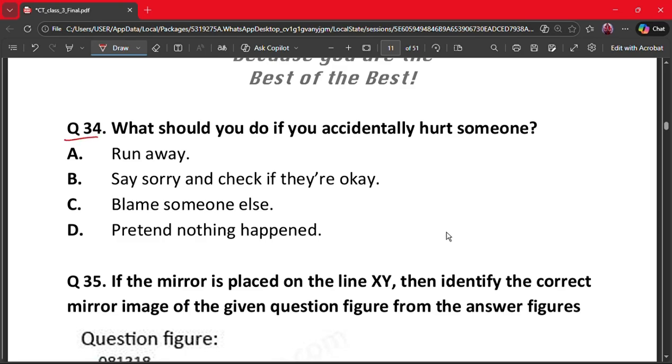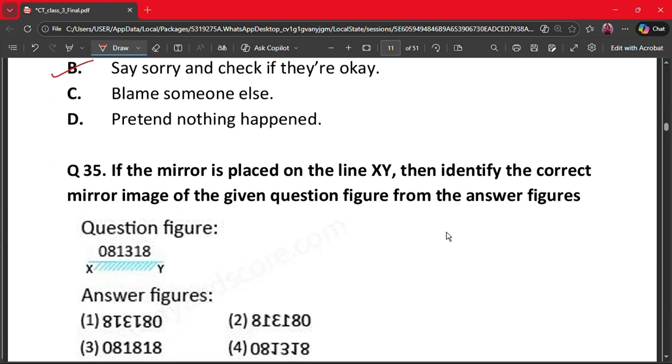Our next question is question 34. What should you do if you accidentally hurt someone? A. Run away. B. Say sorry and check if they are okay. C. Blame someone else. D. Pretend nothing happened. The correct answer is option B. Say sorry and check if they are okay.